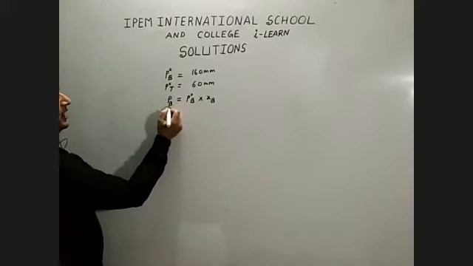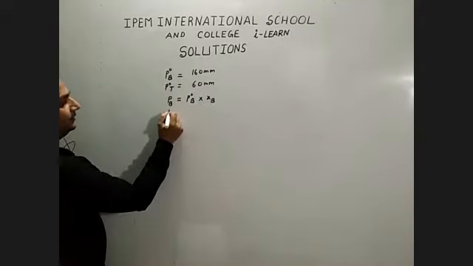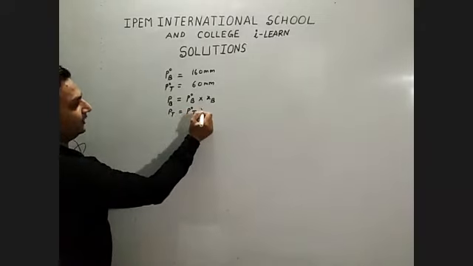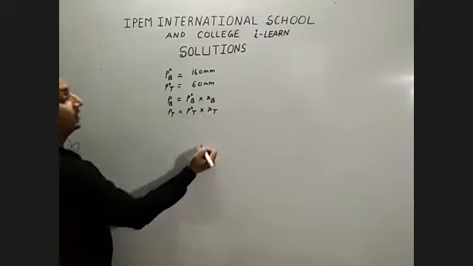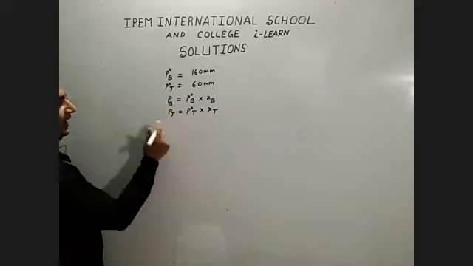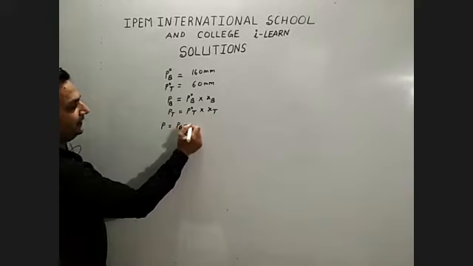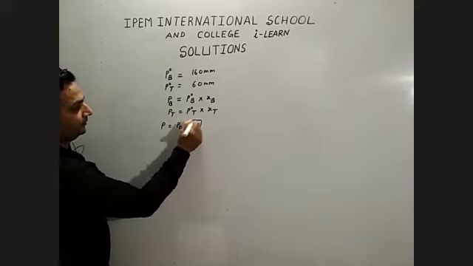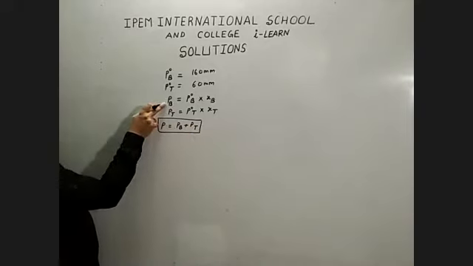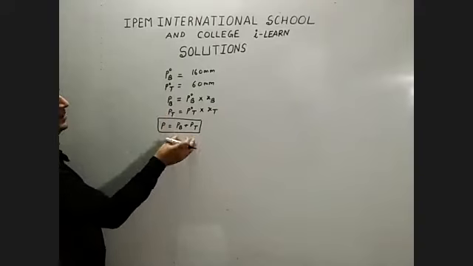Now, this is the partial pressure of benzene, P naught B into mole fraction XB, where P naught B is the pure solvent. The partial pressure of toluene is P naught T into mole fraction XT. So this they have given. Now we have to find this as well as the total pressure, that is equal to PB plus PT. PB is the partial pressure of benzene, PT the partial pressure of toluene, and the total pressure is for the mixture of both.